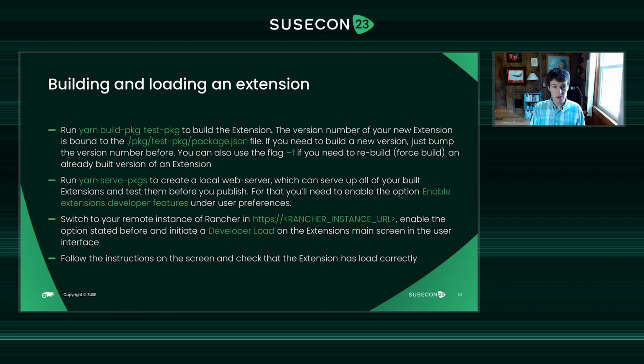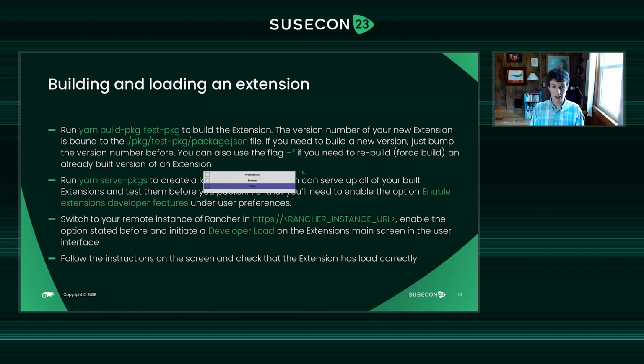Well, first we need to build and load the extension to test that this will actually work for other people. In order to do that, all we need to do is run yarn build package and give it the package name of the extension. Depending on the version number that's within the package.json, this is the extension that you will get. Then we can serve those packages up with a local web server by running yarn serve packages.